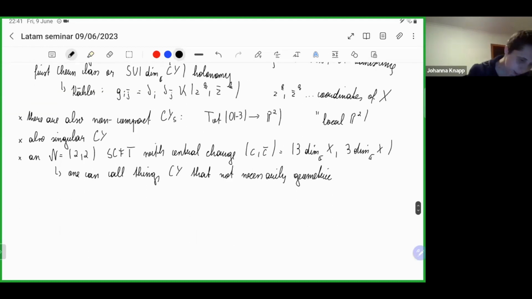The other key feature that I need about Calabi-Yaus is that Calabi-Yaus do not come on their own. They come in families parameterized in terms of moduli.